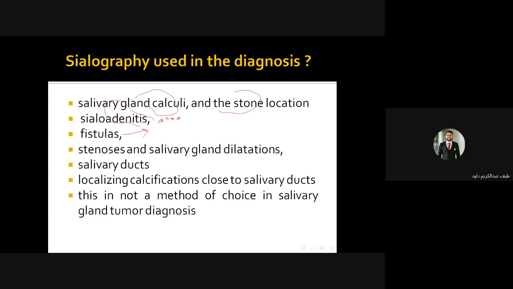But it is not considered a diagnosis of salivary gland tumor. Is it possible through sialography to demonstrate if there is any tumor? Please, we could not demonstrate that there is a tumor inside the salivary gland by using sialography.